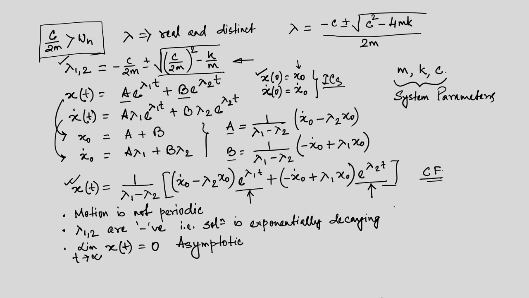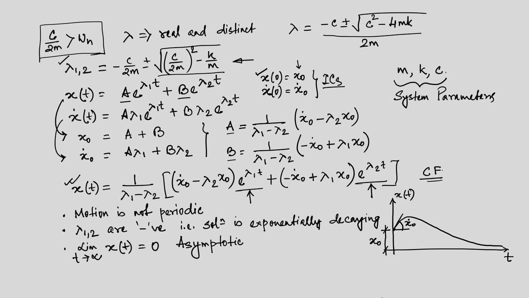So, let us plot the solution. This is the horizontal axis where we have time, and x of t is here. Obviously, it will start with x naught at t equal to 0, and this slope here is the velocity. Then as time progresses, it will asymptotically go to 0.